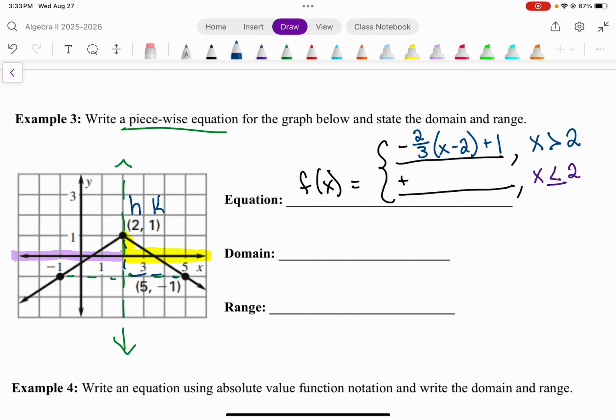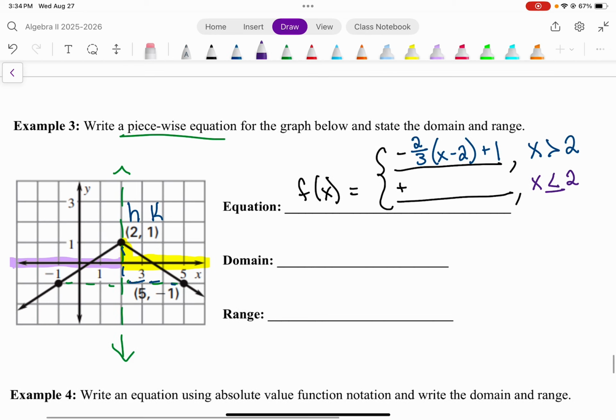Now, because this is a piecewise graph, we then need the equation of the other side of our graph. And the only thing we need to change is instead of a negative slope, we are now going to have a positive slope. Everything else of that equation stays the exact same. Nothing else changes.